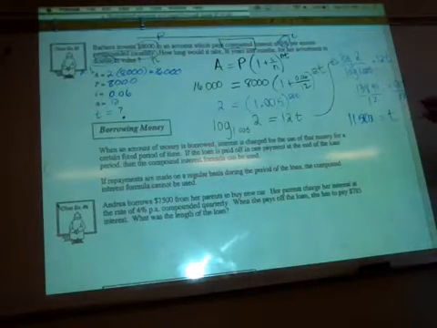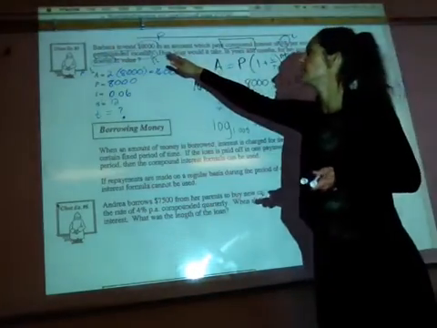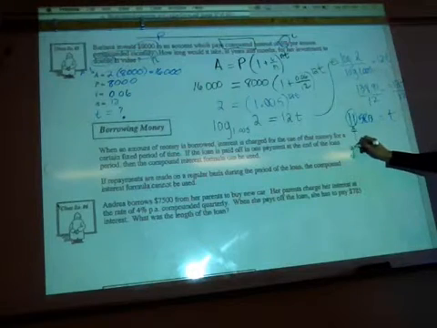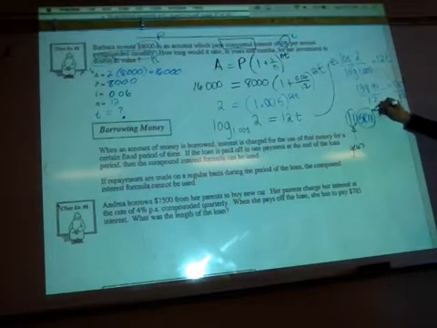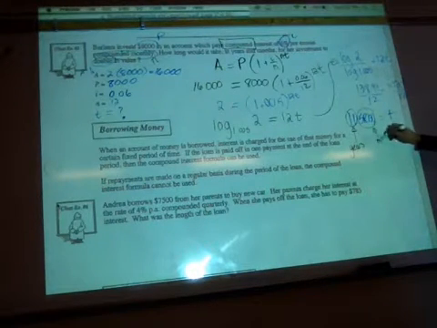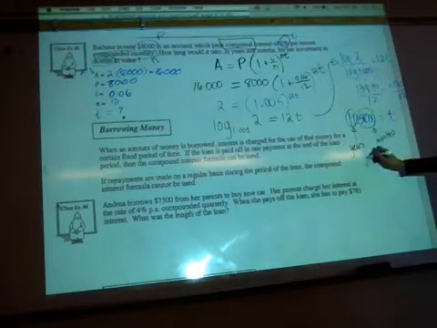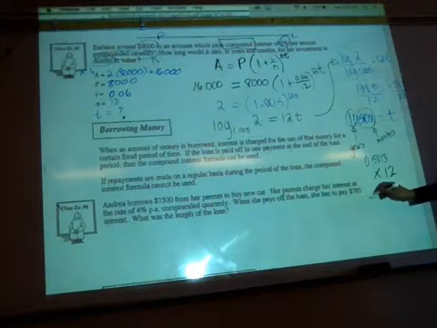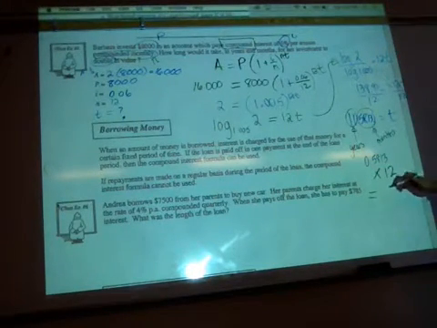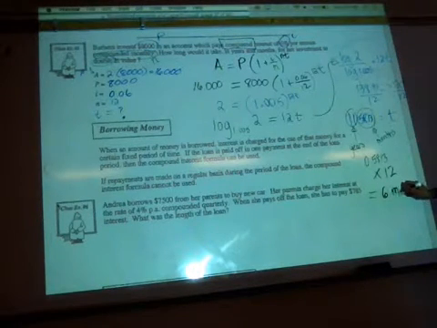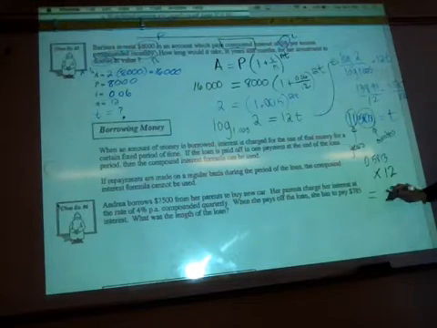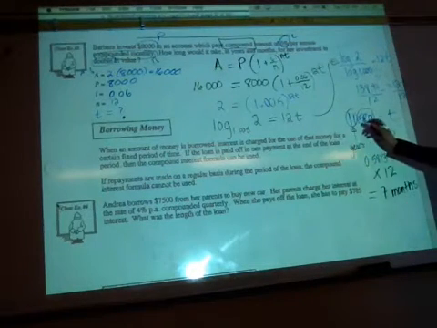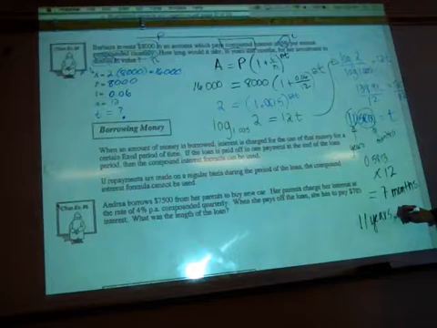Let's just go back to the initial question. Yes, we've solved for t, but they want the time in years and months. So the 11, that represents years. And we have to figure out how many months by multiplying the decimal. So 0.5813, and whatever those decimals are, we multiply by 12, and how many months do we get? 6.97. Okay, so 7 months. Alright, so we have 11 years, 7 months.